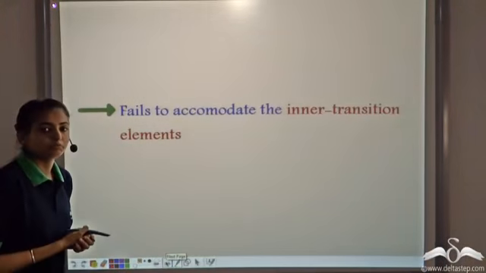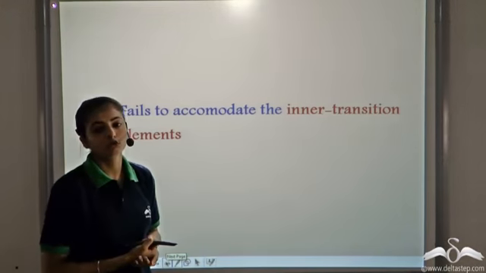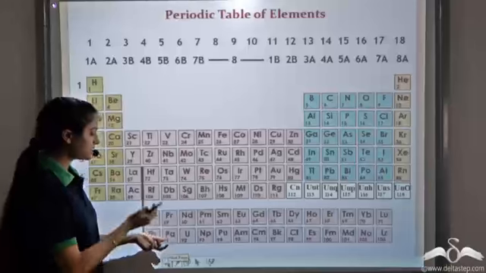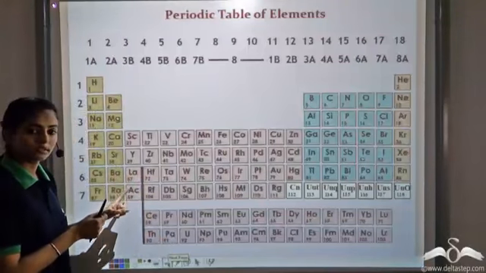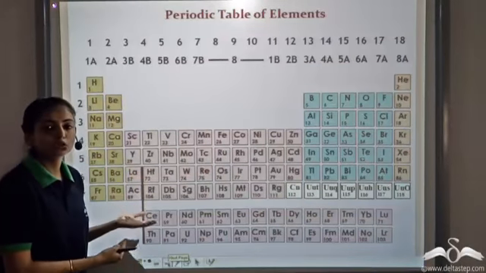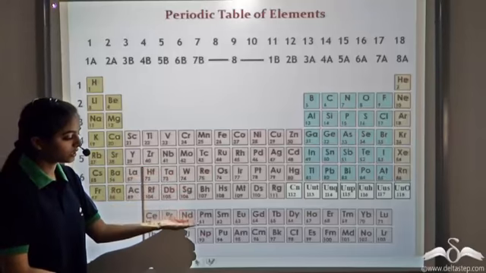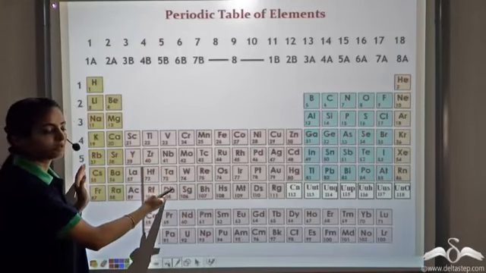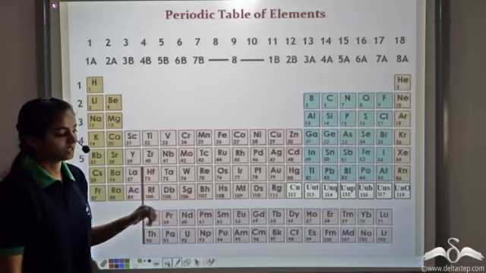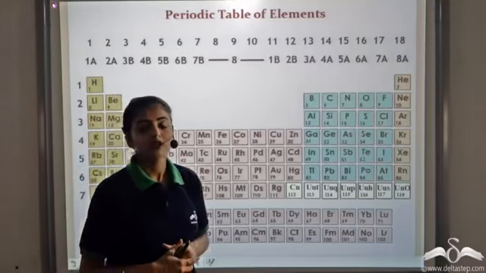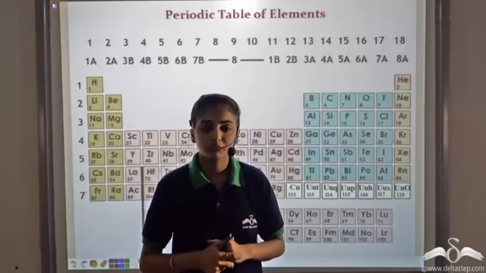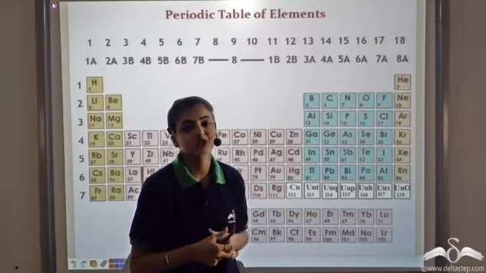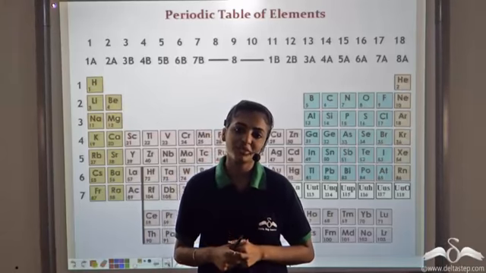Another problem with the modern periodic table is that it fails to accommodate the inner transition elements. We know that these inner transition elements lie behind these elements, lanthanum and actinium, but to see them in the two-dimensional frame, we had to put them separately in the periodic table. So the main body of the periodic table fails to accommodate the inner transition elements. So these are the problems with the modern periodic table that have not been able to be resolved today. Who knows, one day you might come up with a solution to these problems and form your own periodic table. Let's see.